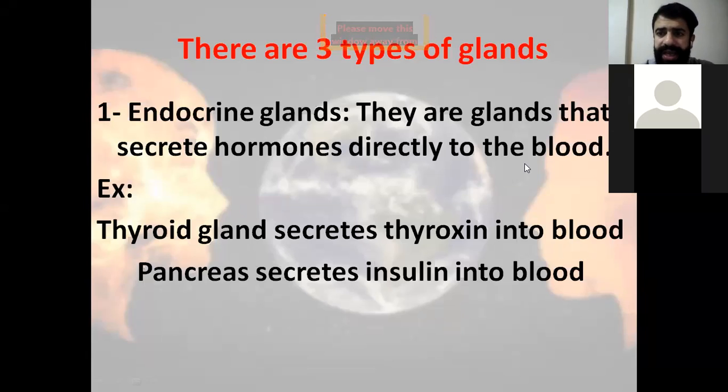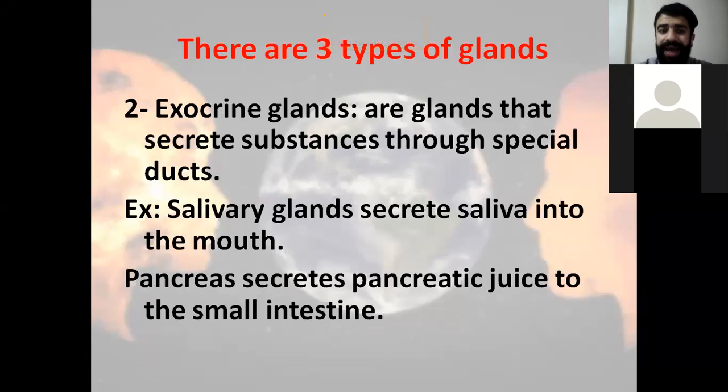Let's move now to the second type of glands, which is the exocrine glands. Endo glands, as we said, secrete hormones into the blood. So now we're going to move to the exocrine glands. What are the exocrine glands? Exocrine glands are the glands that secrete substances through special ducts, special tubes, or through a special way for the glands or for their substances.